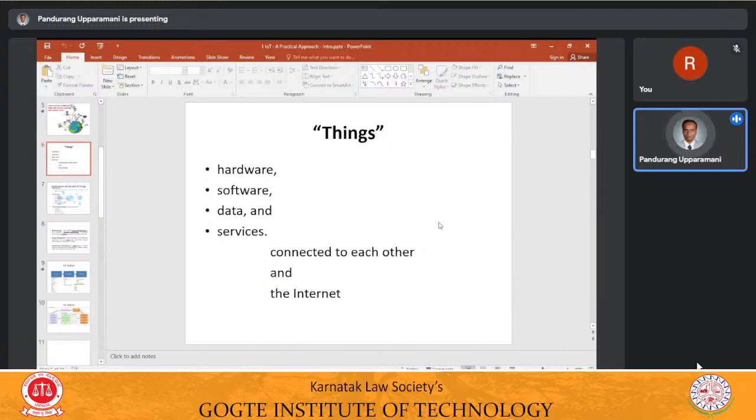And the definition of things. What is the meaning of Internet of Things? The word things is explained as it can be hardware, it can be software, it can be data, or it can be a service also, connected to each other. This is the point to be noted. The things, how we defined: hardware, software, data, and service, connected to each other and the internet. Okay, the devices are connected to each other and the internet. That is the meaning of things.